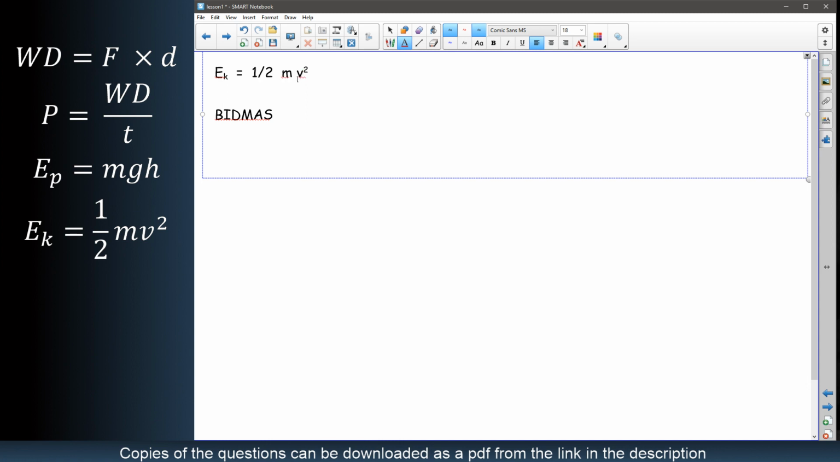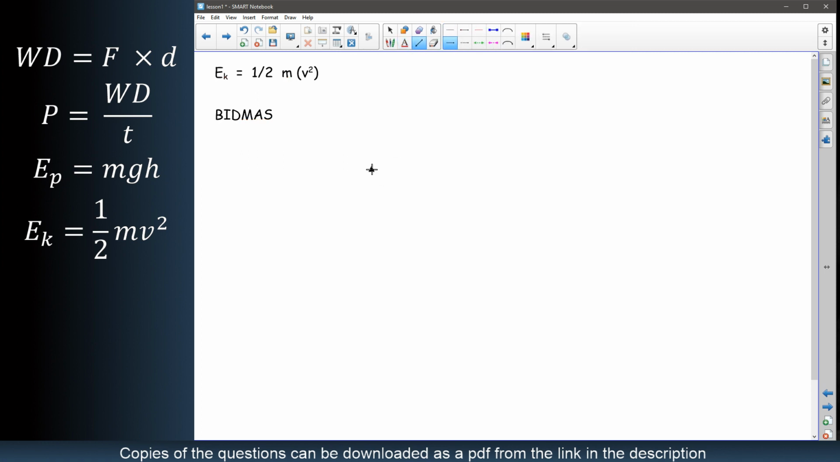Now, if you've got a real problem remembering that, stick it in brackets. You know it's not wrong. It's a bit weird, but you can do that. That's fine. And again, because this is an energy, this has to be measured in joules. You've got no choice in that.